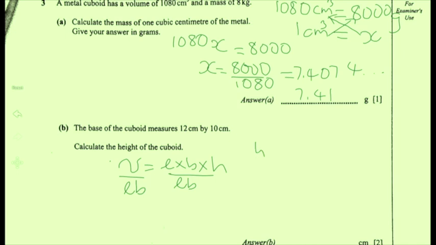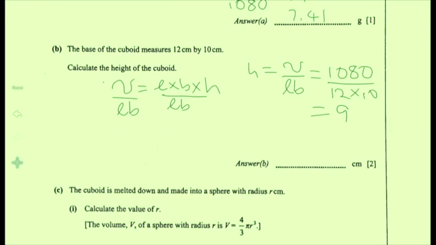So we'll get h is equal to the volume divided by the length times breadth. Your volume is 1080 over your length, which is 12, by 10, which is your breadth. Then if you work out that height, you will get 9. So the value you get is equivalent to 9 centimeters. That's the height of this cuboid.